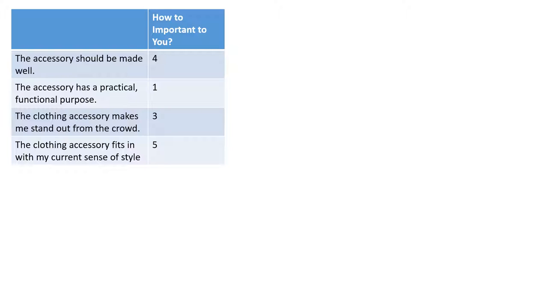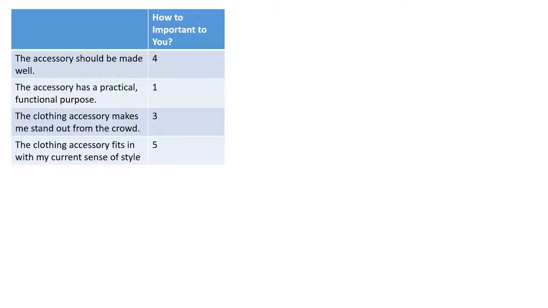So let's look at these four examples here. Apparently, we've done some other previous research to identify that these are the four most relevant traits. We say the accessory should be made well, the accessory has a practical functional purpose, the clothing accessory makes me stand out from the crowd, and the clothing accessory fits in with my current sense of style. And on a 5-point scale, we asked how important these traits were to a particular individual. We see here that this person, when it comes to clothing accessories, doesn't actually find a practical functional purpose to be important to them personally, although apparently in the general population it was, whereas having the clothing accessory fit in with their current sense of style is extremely important.